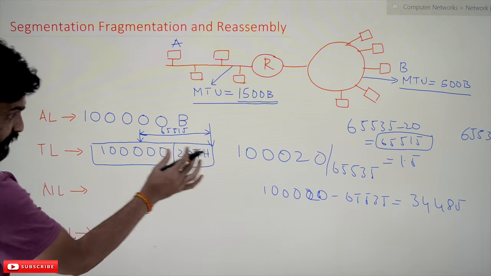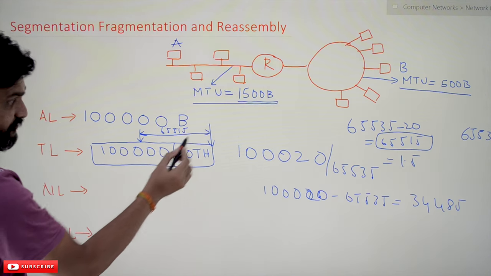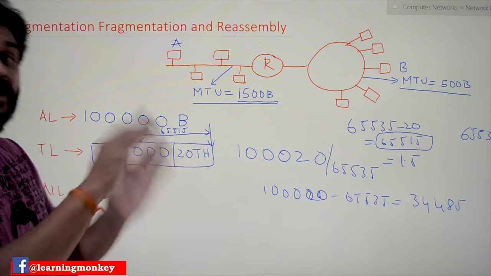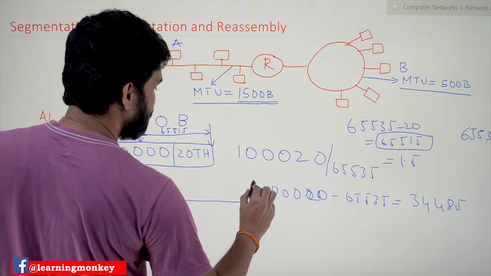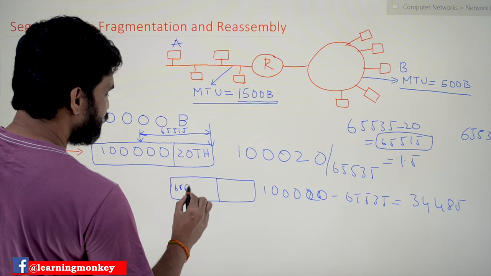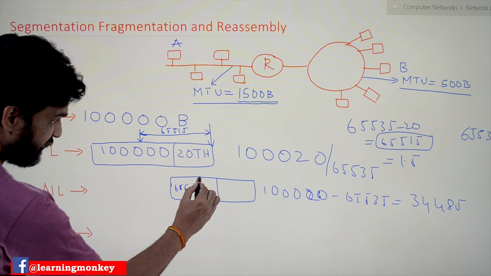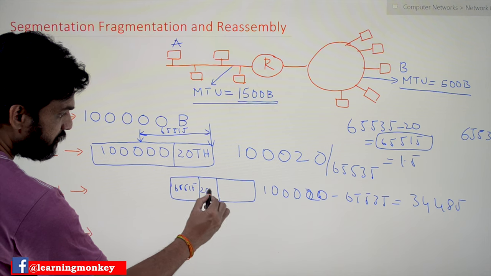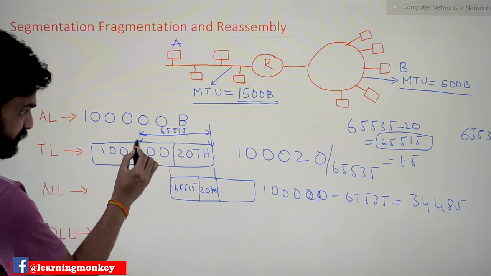So from this entire data of 120 bytes of data, we have to take the first 65,515 bytes of data, and to that the network layer header has to be added. So let's try to understand that. So we have taken this 65,515 data. Within this data, we have 20 bytes of transport header. So this part I am talking about.